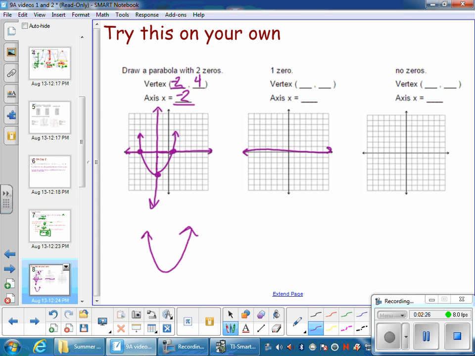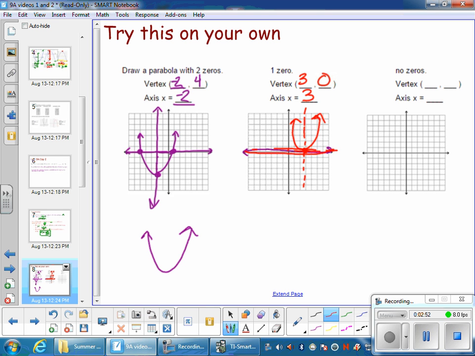If I want to draw just 1 zero, that means I have to pick a spot on the x-axis because the vertex must be the point that hits. So there's my parabola. It's just a sketch again. The vertex is over 3 and up 0. Again, it has to have the vertex on the x-axis for it to only cross once. And the axis of symmetry again would be the x-coordinate of the vertex. If you look, that line x equals 3 is what divides the parabola in half.